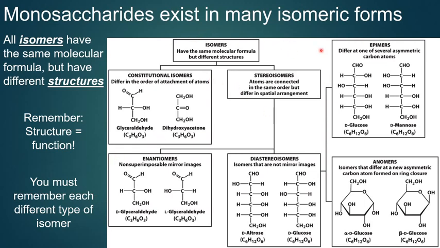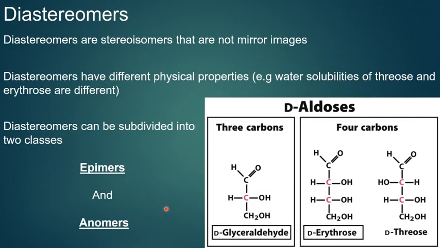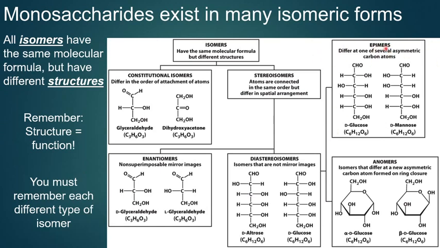Okay, so I've basically already gone through that. So again, that's what we were looking at here with our enantiomers. We look down at our carbons, second from the bottom. We can see this hydroxyl group is pointing to the left, therefore it is L. Now, you will notice over here with our epimers and our anomers that they sort of separate out, and this is kind of the bottom of the list.